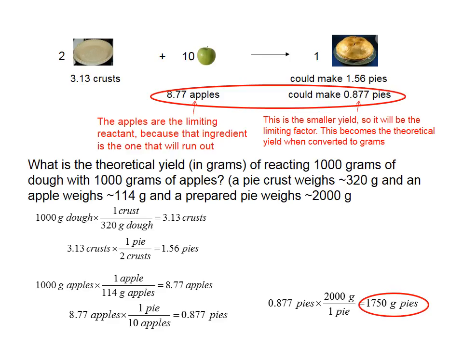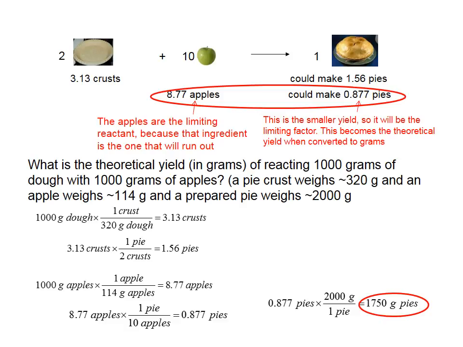Let's look at another example where it gets a little uglier. What is the theoretical yield in grams of reacting 1,000 grams of dough with 1,000 grams of apples? Note here, I didn't tell you how many crusts and how many apples. I told you what the mass was. So I'm going to have to give you some information. A pie crust weighs 320 grams and an apple weighs about 114 grams, and a prepared pie weighs about 2,000 grams.